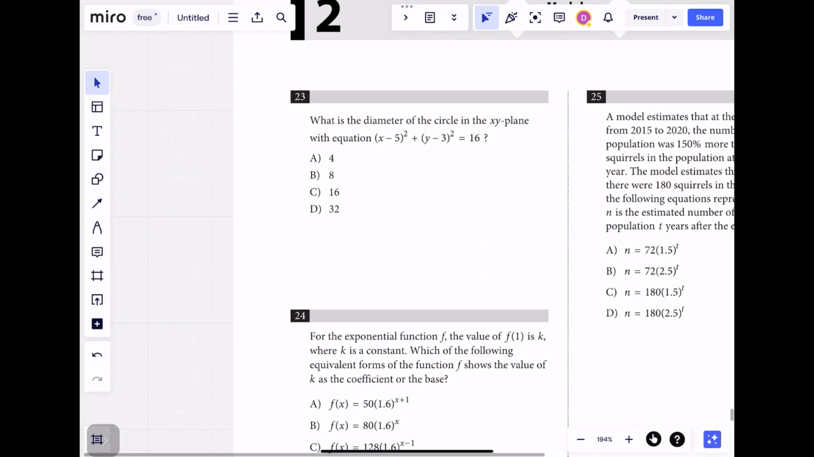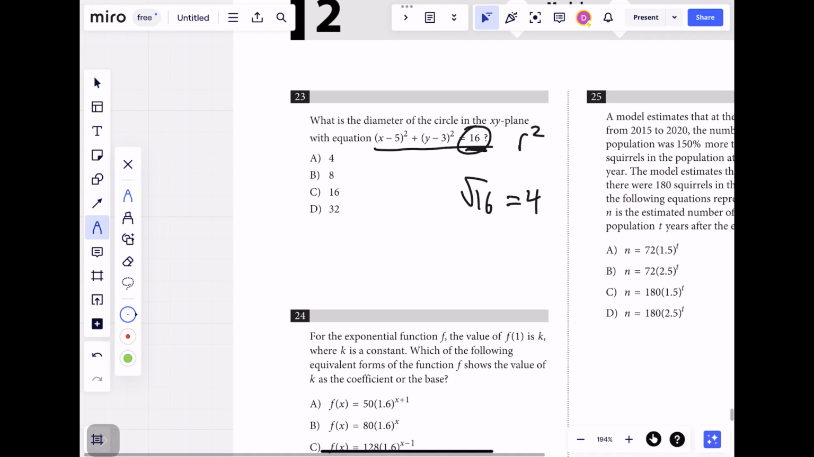The diameter of the circle in the xy plane with the equation here. The diameter can be found by using the radius, which is the square root of the last number. In the circle equation, this number is r squared. If we take the square root of 16, we find the radius, which is 4. The diameter is double the radius, so 4 times 2 is 8.